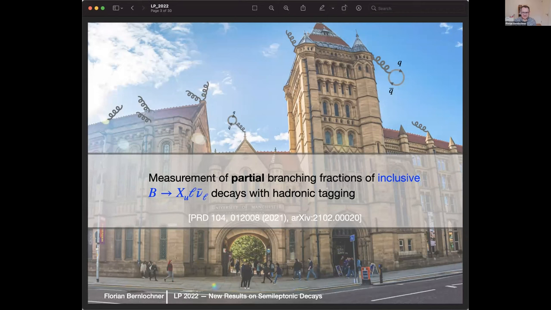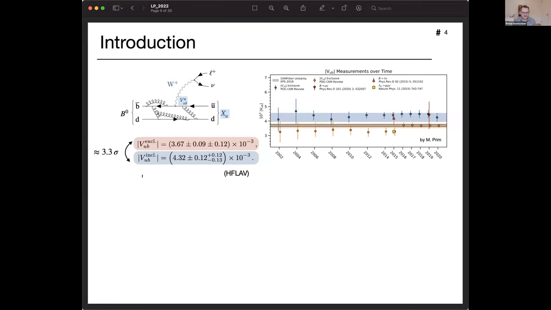The first result I'm going to talk about is a new measurement of partial branching fractions of inclusive B to X_u l nu decays with hadronic tagging. And the main motivation to study these decays is also tensions in determinations of CKM matrix elements that involve B mesons. So here, for V_ub using exclusive or inclusive methods, there has been a longstanding tension of about 3.3 sigma.